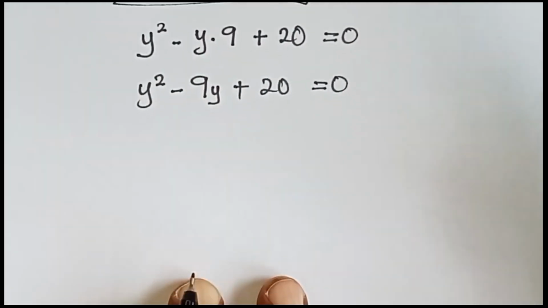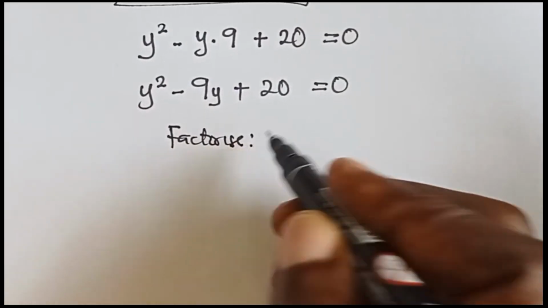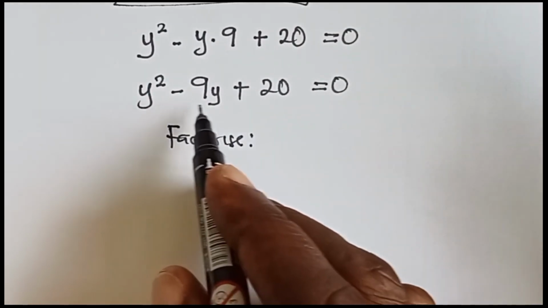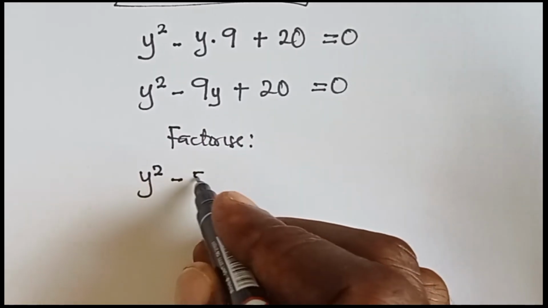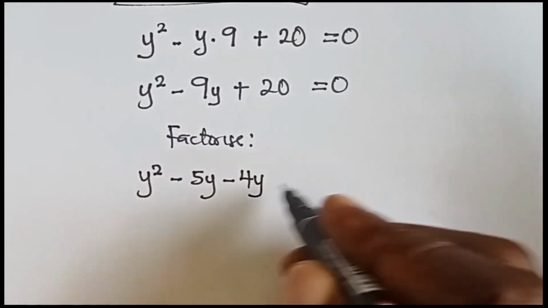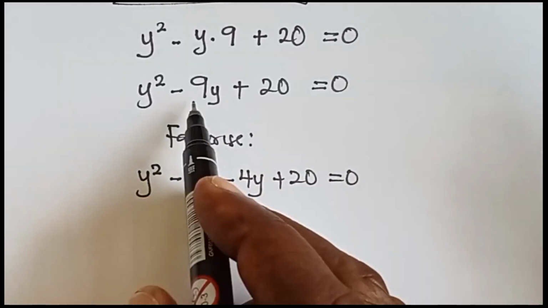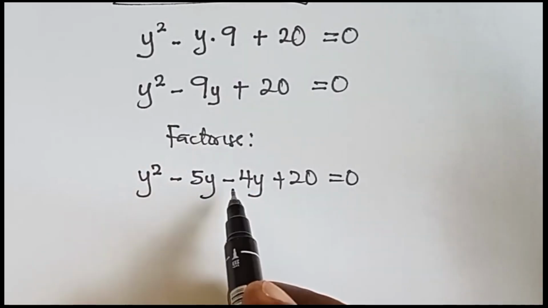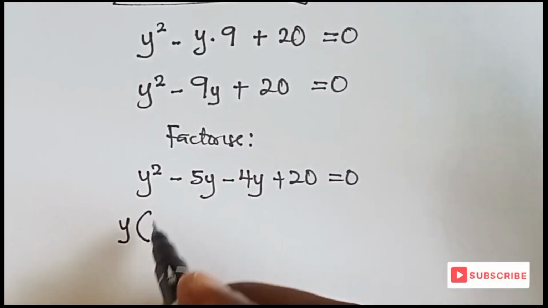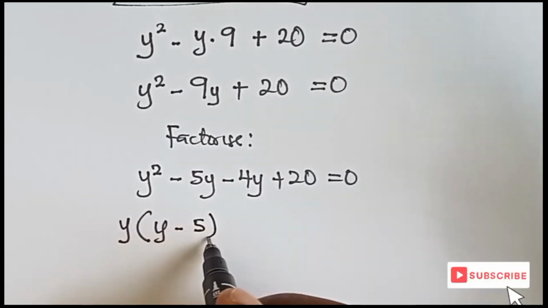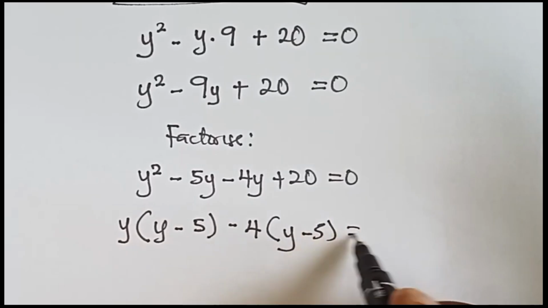Alright, so we can factorize this. Let's factorize y squared minus 9y plus 20 equals 0. So we have y squared minus 5y minus 4y plus 20 equals 0. Because minus 5 minus 4 will give us minus 9, and minus 5 times minus 4 will give us plus 20. Right, so what is common? y is common. We have y minus 5. Here, what is common? 4 is common. We have y minus 5 equals 0.